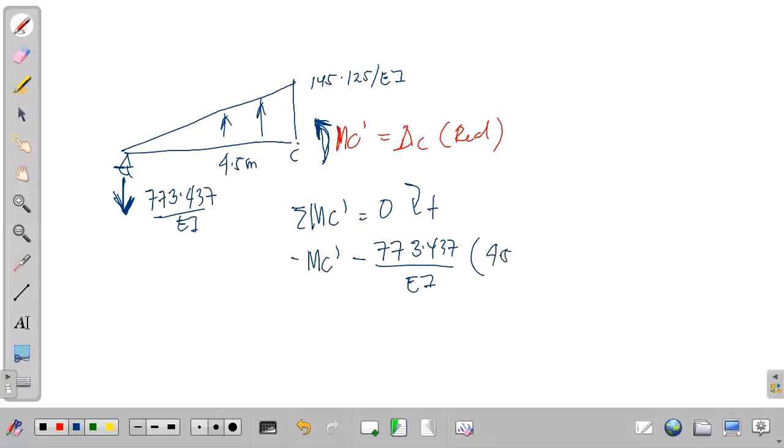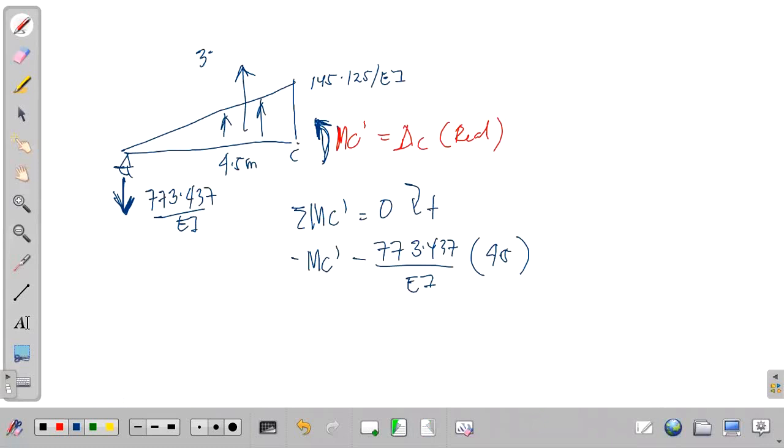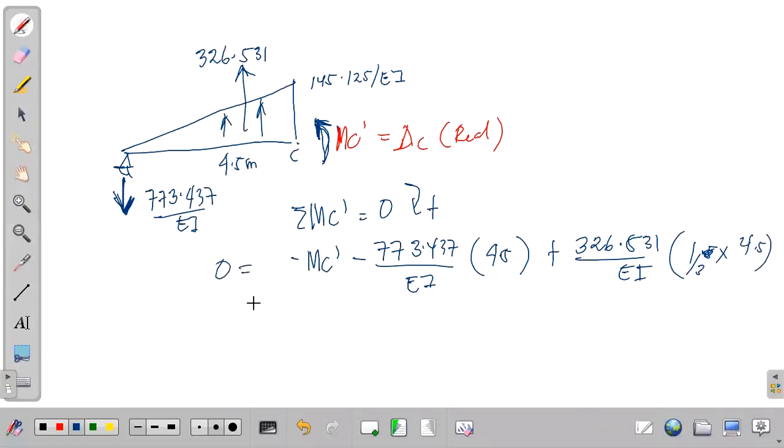So, we have 4.5. Then, yung W1 natin, yung na-solve natin na W1, para hindi na tayo mahirapan, we have 326.531. Okay, so we have plus 326.531 over EI times the location, 1/3 of 4.5, that is 1.5.